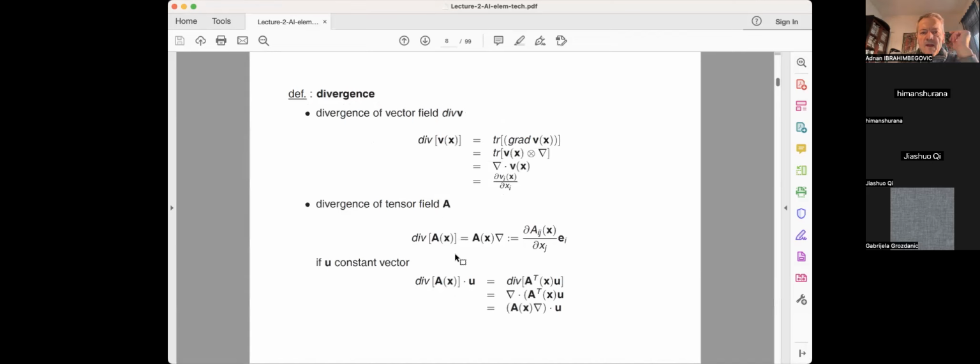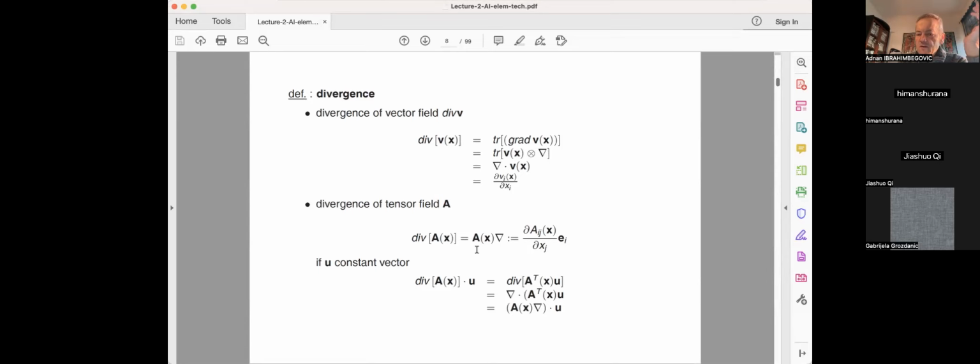Now, divergence is the opposite way. If I'm computing the divergence of, let's say, the gradient of v, which would be a second-order tensor, that becomes a trace of the gradient of v, and that becomes a dot product between this nabla operator and v, that is simply dvi/dxi. So this is the sum of the components of the main diagonal. Typically, that quantifies the amount of mass that you're moving through a certain volume.